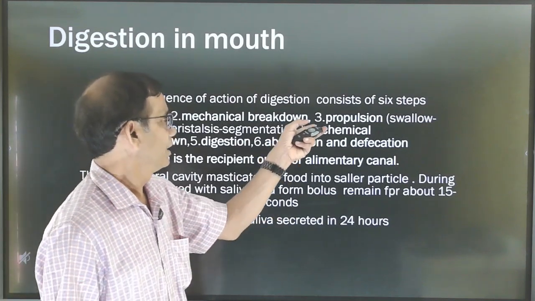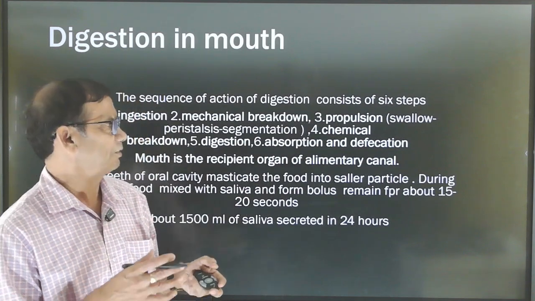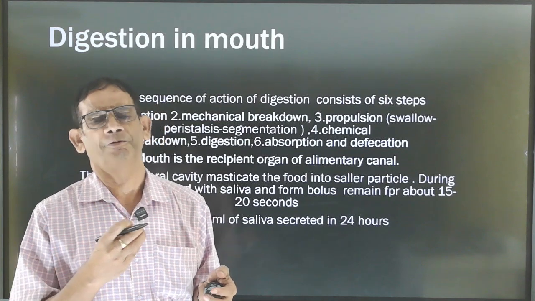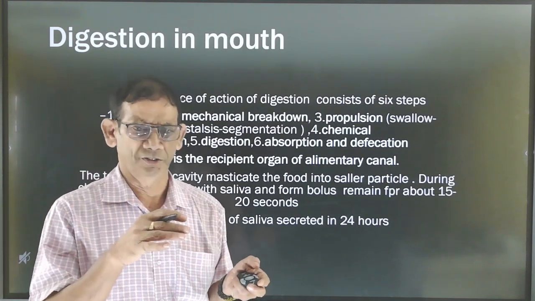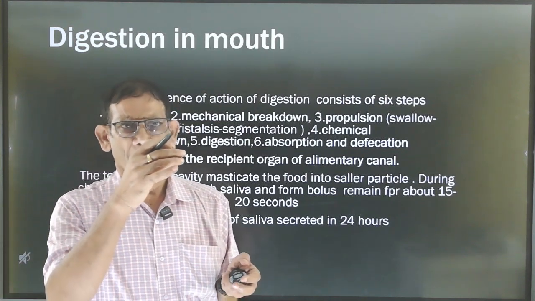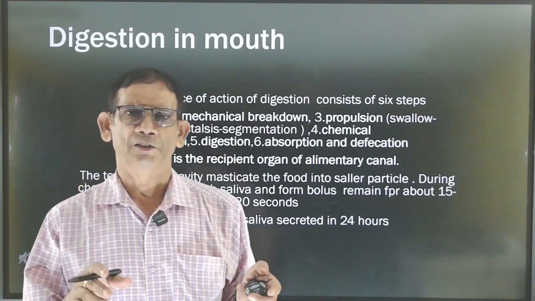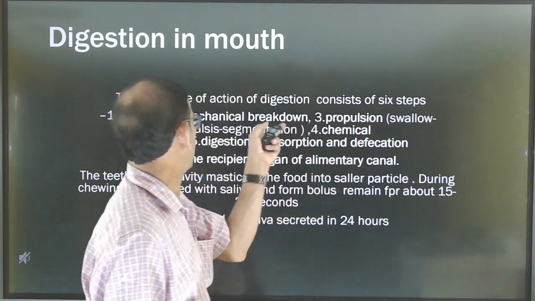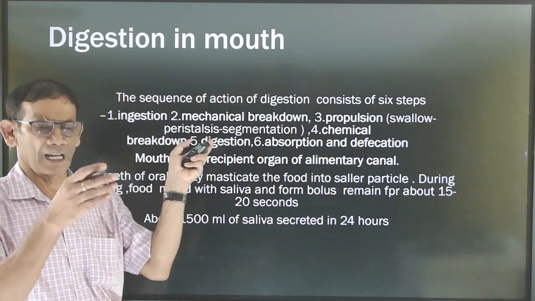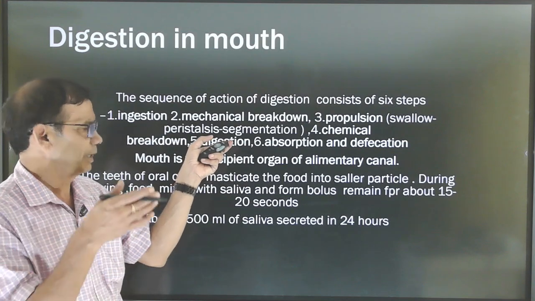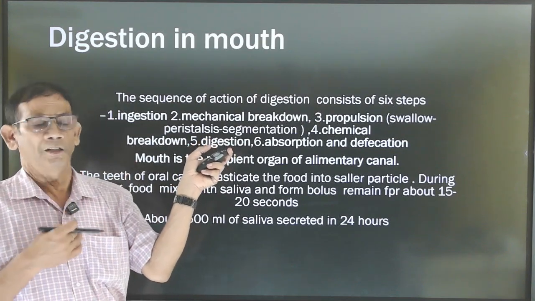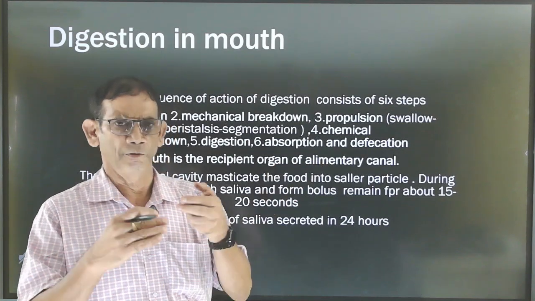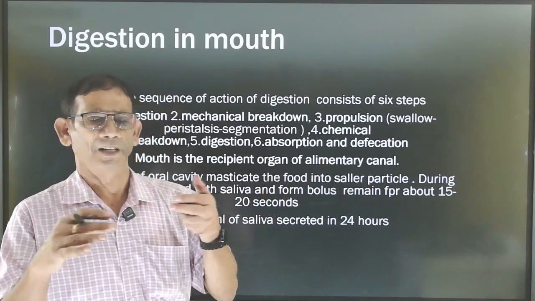After this comes propulsion. Propulsion means the passing of this bolus through the esophagus and entering into the stomach, which includes 3 steps. The first one is called swallowing, then peristalsis, which is a type of serpentine movement that occurs in our esophagus. Then is segmentation, the passing of the bolus in a side-by-side way.